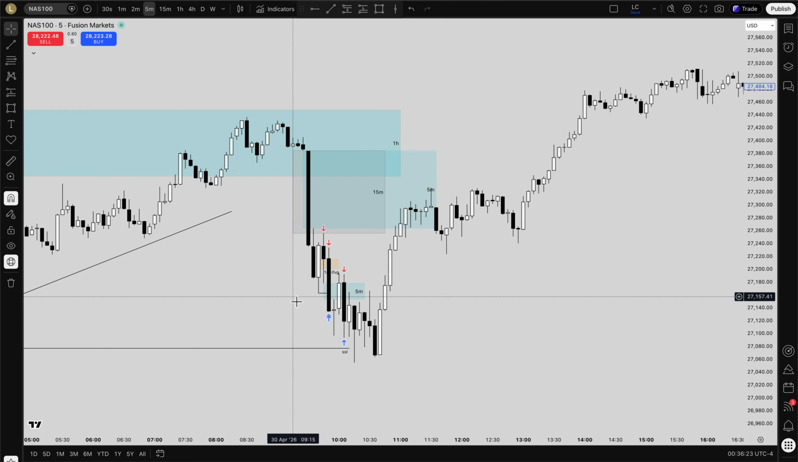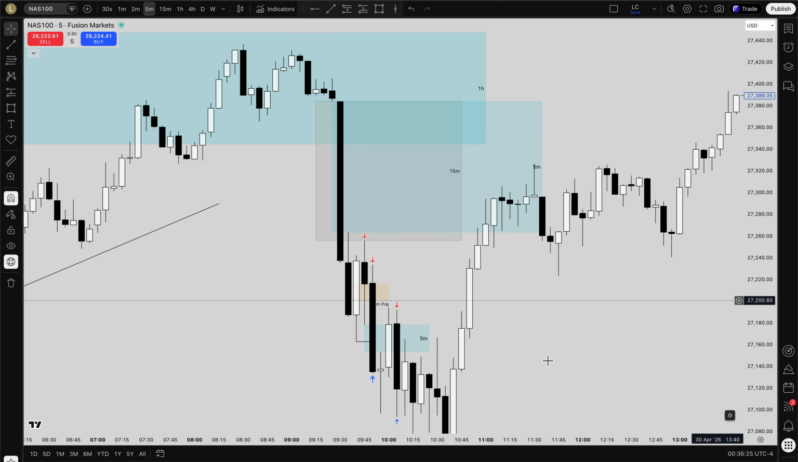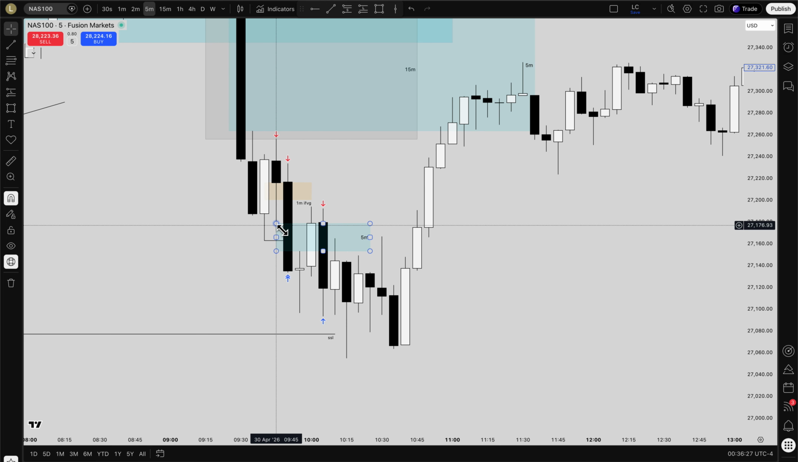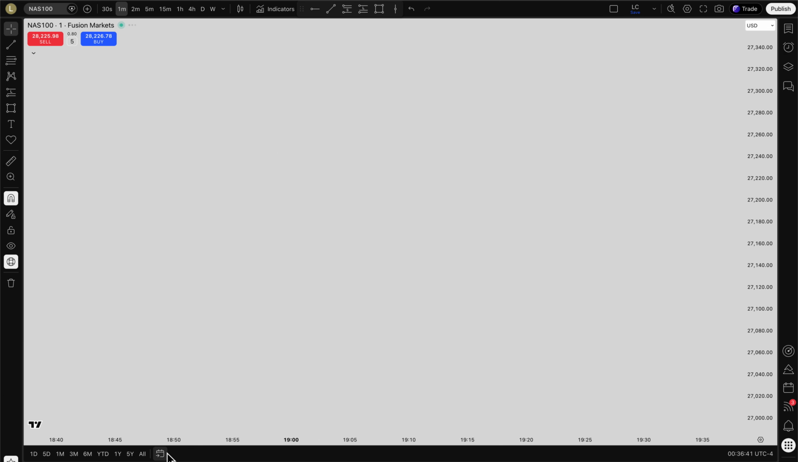So you can see here, 5-minute fair value gap that was put in, so price actually went all the way up. On the 5-minute, it couldn't actually close above it. Price actually closed just under it. So we can't really see it on the 5-minute chart. That's why I go on the 1 minute to execute. So let's go back to the 1 minute.